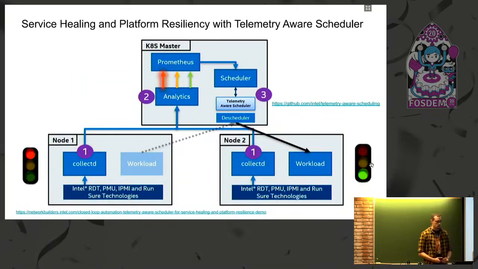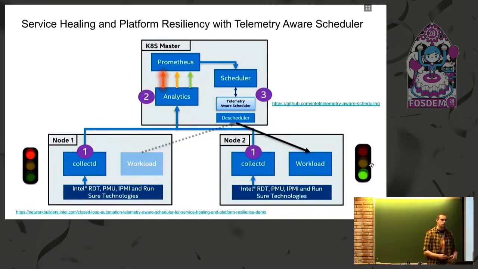So we have two compute nodes managed by Kubernetes. We are scraping the RDT, PMU, IPMI, and transfer technology metrics. We are pushing this to the Kafka stack for streaming analytics, where we are calculating this host health indicator, and it is providing this information to Prometheus.